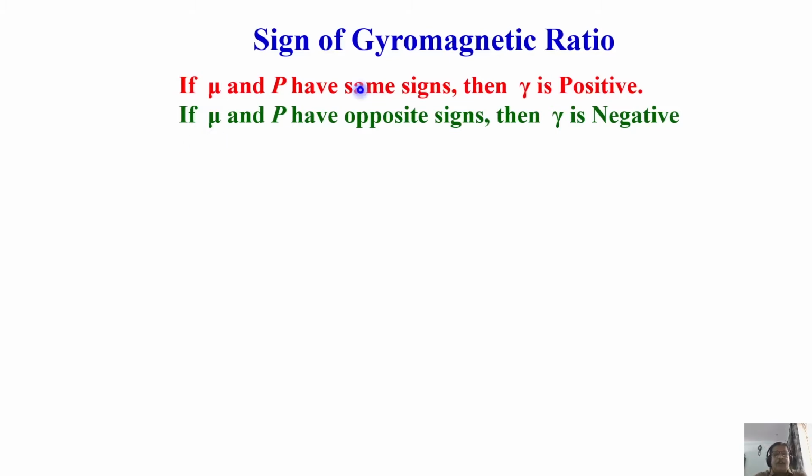Next, I was telling you about gyromagnetic ratio. This gyromagnetic ratio has a sign. Let us say we have a magnetic moment mu and angular momentum p. If both mu and p have the same signs, then gamma is positive. If mu and p have opposite signs, then gamma is negative.